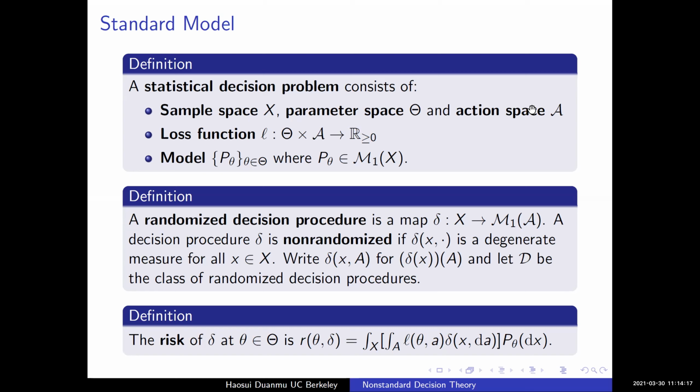How do we measure the goodness of decision procedures? This is usually characterized by the following concept, which we call risk. If delta is a decision procedure, the risk of delta at a particular point theta in the parameter space theta is denoted by R(theta, delta), and it is defined by this double integration. The inner integration is over the randomized decision procedure delta x over the set of all possible actions, and the outer integral is taken with respect to the model at theta, P theta. Roughly speaking, we want to pick a decision procedure with the smallest risk at every point in the parameter space. But this is usually impossible.